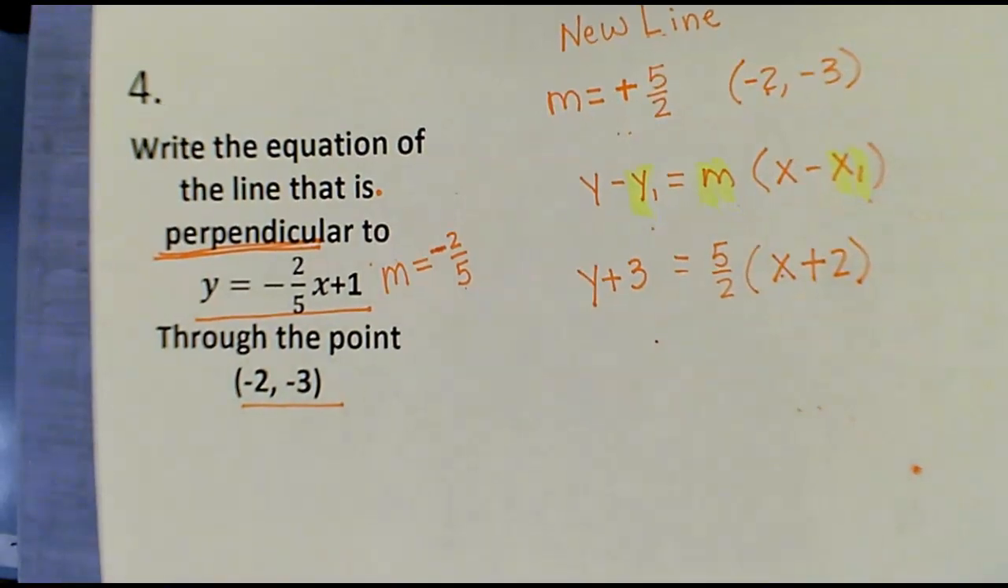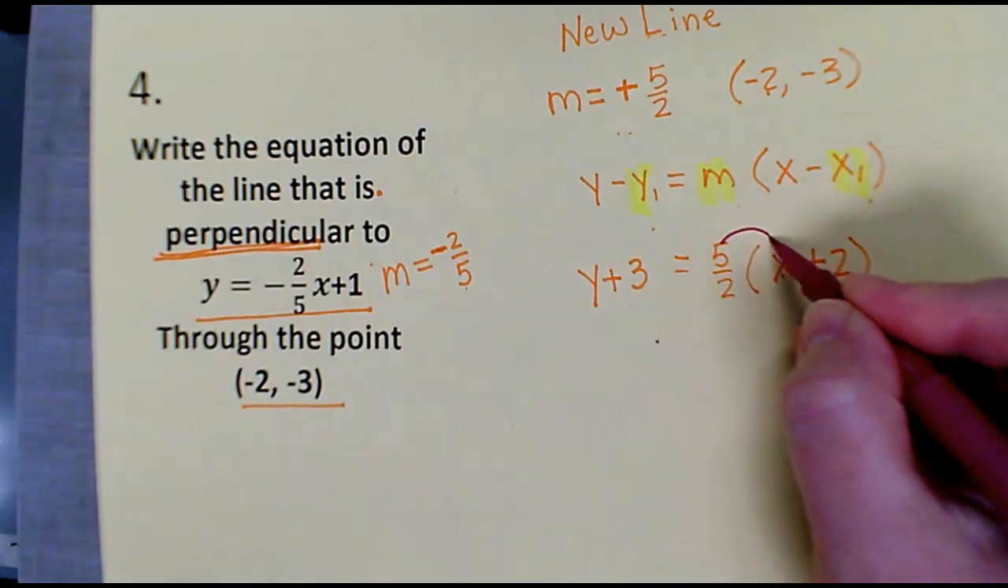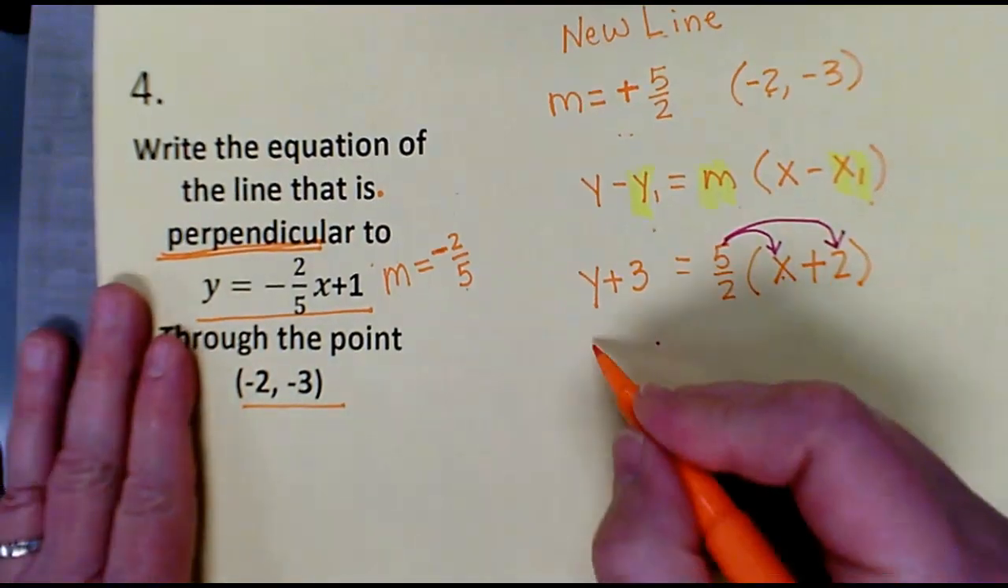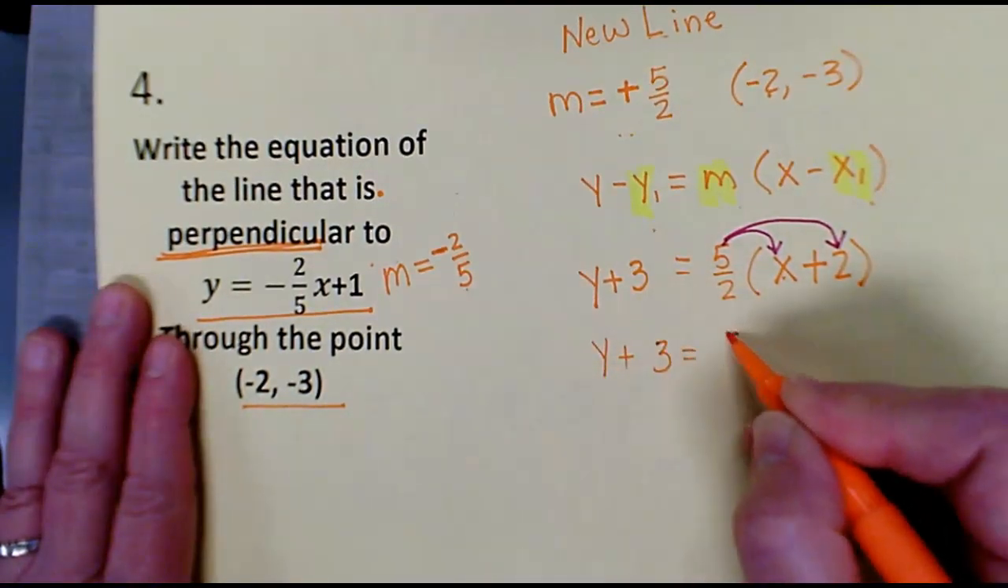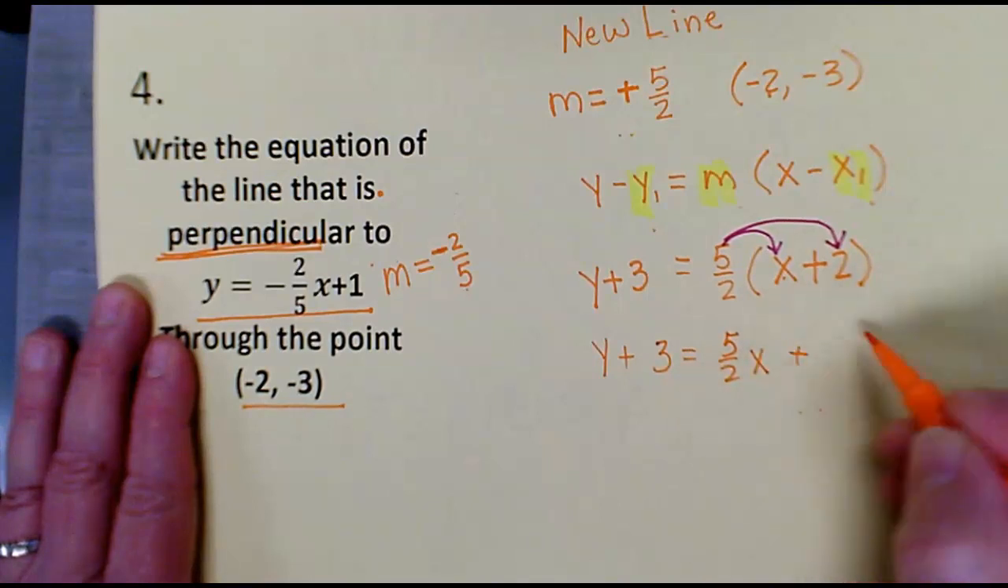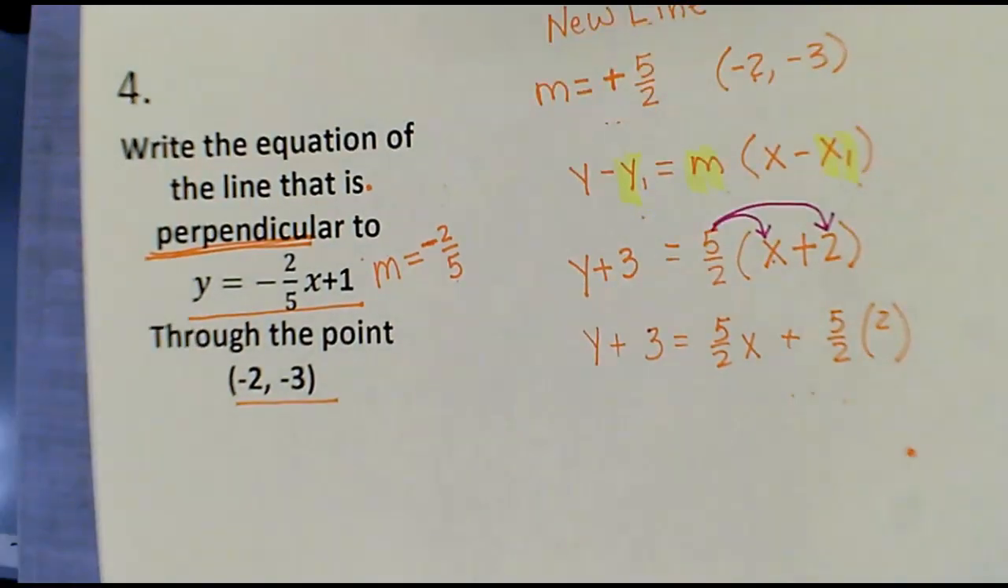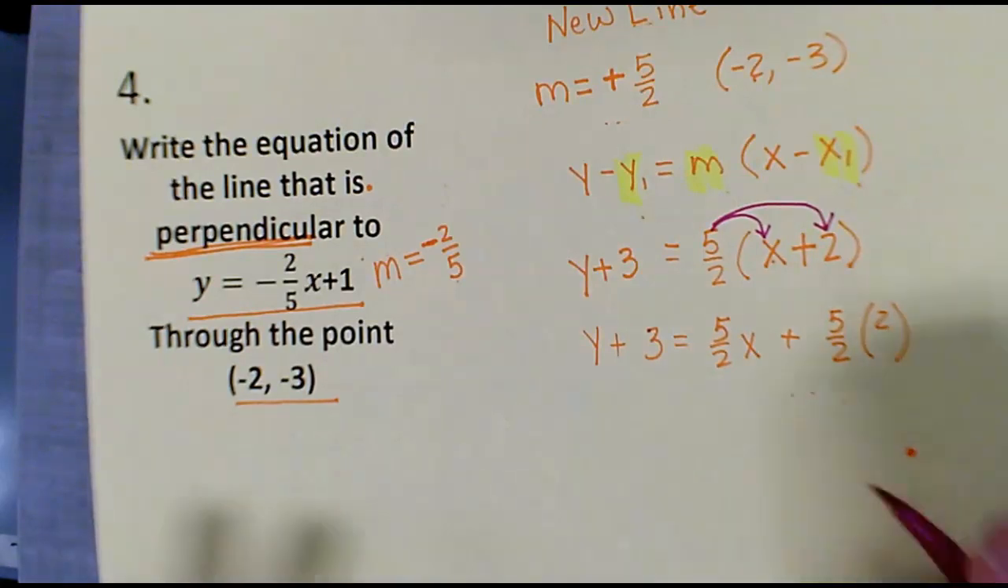Now, I have a fraction. I have two choices with the fraction. Do you want to multiply by 2 and get rid of the fraction, or distribute the fraction? We're going to go ahead and distribute the fraction, and I'll show you why. The 5/2 multiplies by the x, and the 5/2 multiplies by the 2. What happens when you have a denominator of 2 that multiplies by a number of 2?